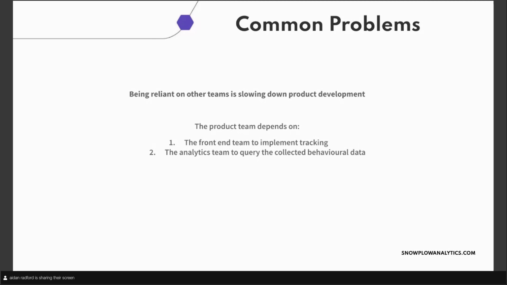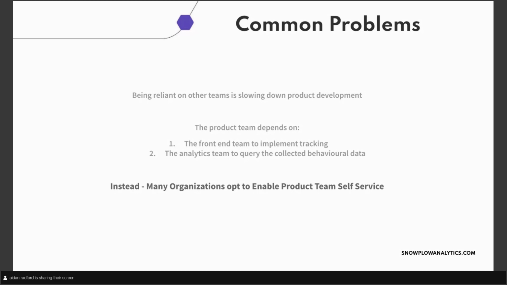And without these insights, we're kind of blind around which direction we should go to improve the product. And that can have an impact on business results. If we're, for example, unable to optimize our conversion funnels, then that could mean we're unable to optimize revenue generation. But product teams generally depend on two people to help them with their behavioral data. They're dependent on a front-end team that implements tracking and an analytics team who query the collected behavioral data. And so many organizations will instead opt to enable their product teams to do self-service of their behavioral data.